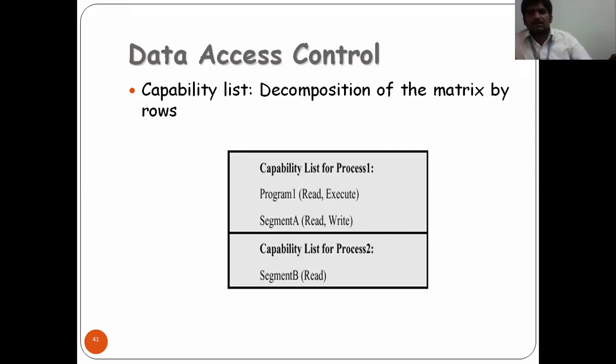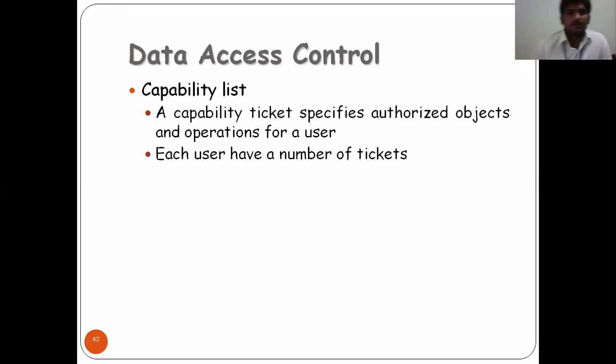So you see that the decomposition of the matrix by row is the capability list. Process two can only do segment B, it can read only. Then a capability ticket specifies the authorized objects and operations for the users. So what are the operations the users can perform?